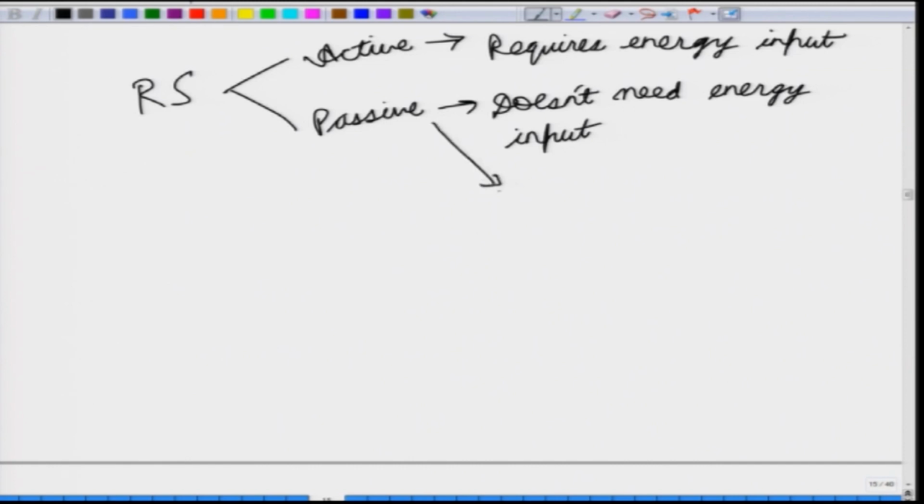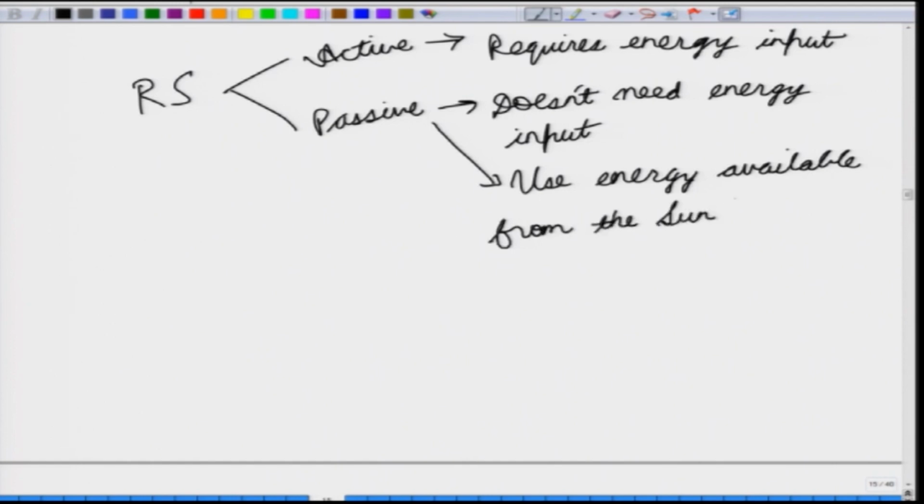Now, why doesn't passive remote sensing need energy input? Because in most cases you use energy that is available from the sun or the energy that is available in the ambience. So, for instance, if you just take a camera and you are using that camera without a flash, in that case you are making use of the energy that is available in this room, and when you use a camera in this manner, then you are doing a passive remote sensing.